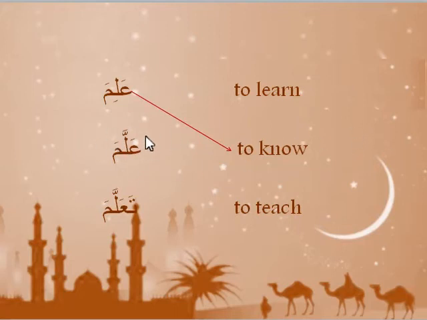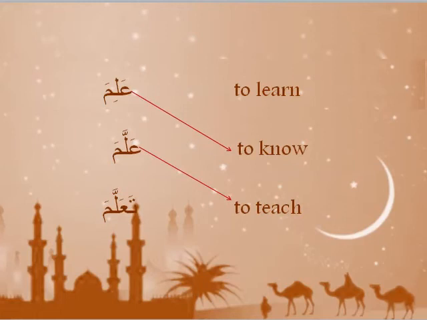Okay, if this is to know, this is measure 2. Which one is this going to go with? Measure 2 means causative. Which one of these means to cause someone to know? Well, hopefully, if it's successful, teaching should be that, right? So, allama is to teach.